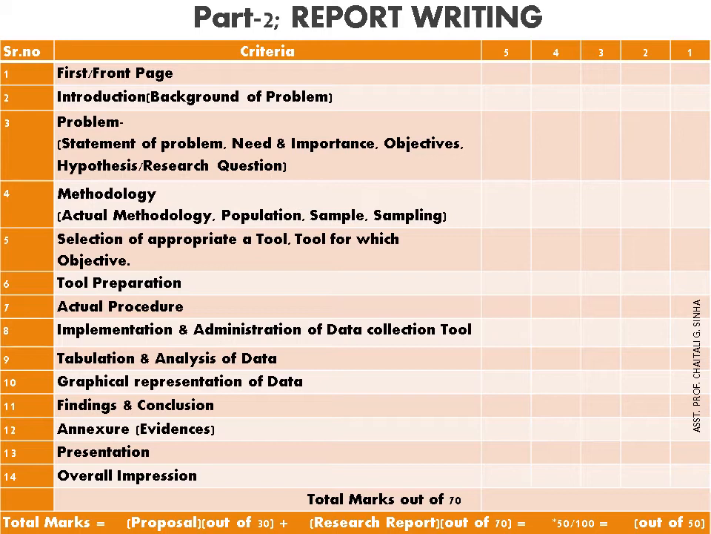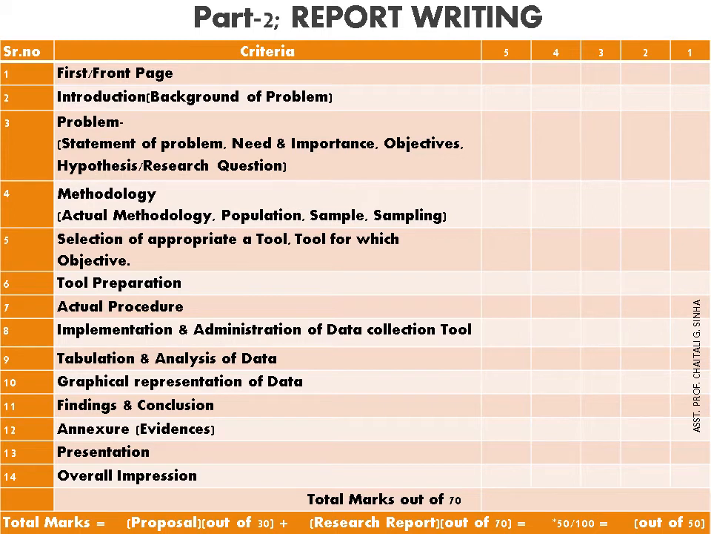And in the same way, the methodology also, you will write down from your proposal. The fifth point is selection of appropriate tool, and which tool for which objective. Now there will be different objectives to measure certain attributes. Say you want to check the effectiveness of a program. How will you check the effectiveness?